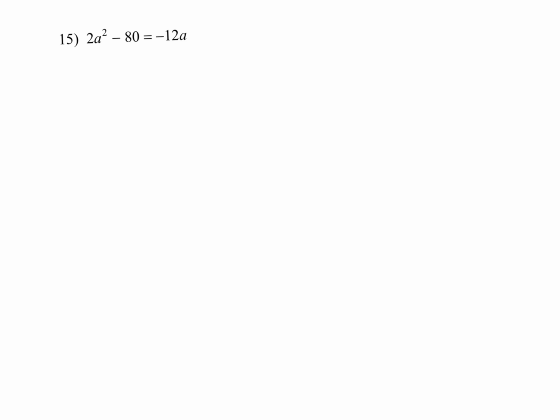Now I'll do one more for you, and this one we realize is slightly different. Let's go ahead and get us to where we need to be here. Let's go ahead and I'm going to add 12a and add 80 to both sides. So I'm going to have 2a squared, that's this one up here, plus the 12a that I added, purposely leaving space, is equal to, those two go to 0, and now on the right-hand side I just have that 80.